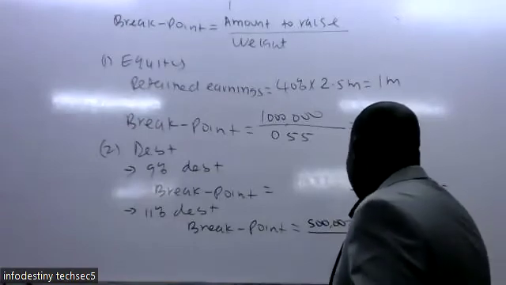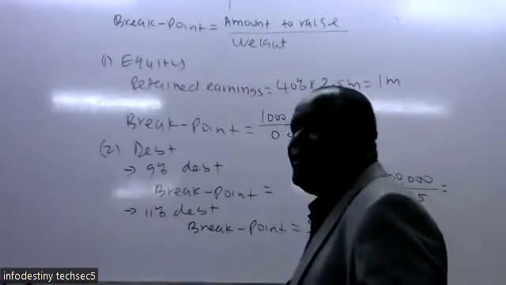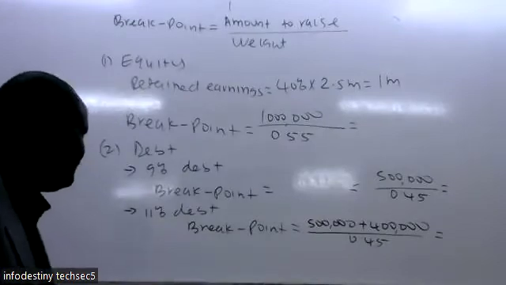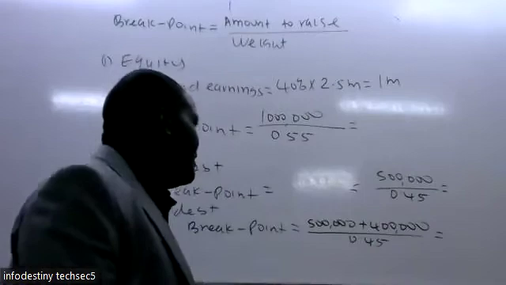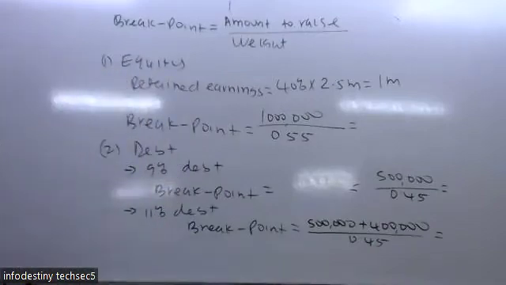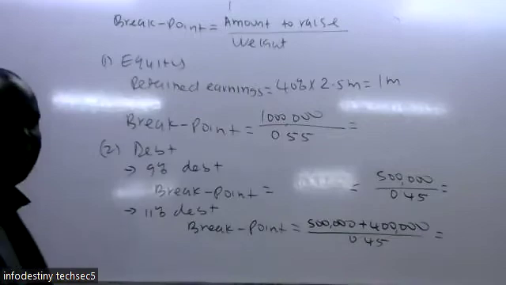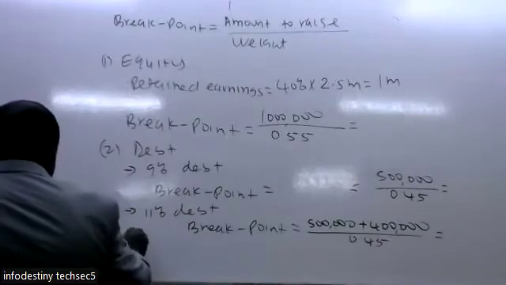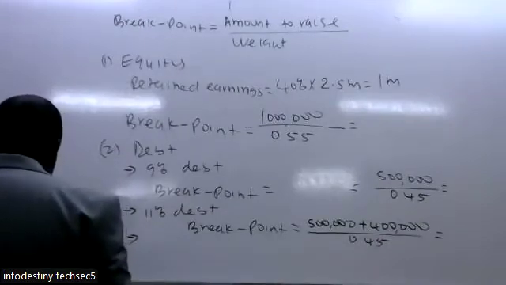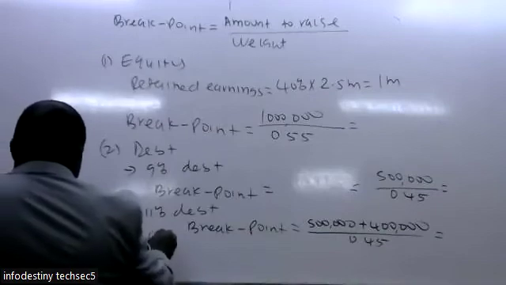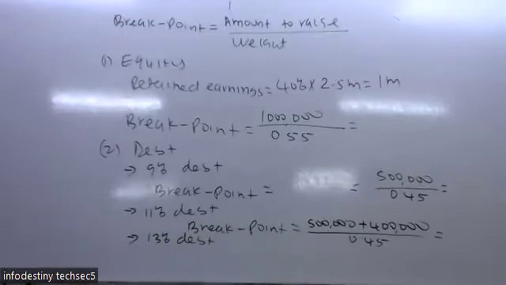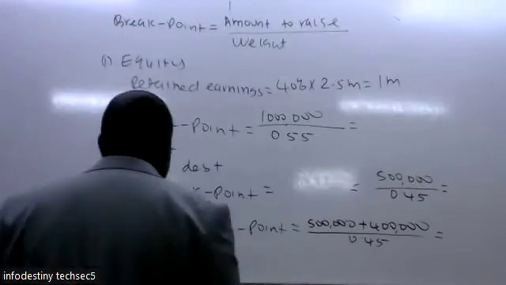Before you divide by 0.45, to get that 900, it is cumulative. So you take the 500 of the 9%, and now you add the 400 for the 11% debt. So that now will be for the 11%. The next one is supposed to be the one for the 13% debt, the breakpoint for this.